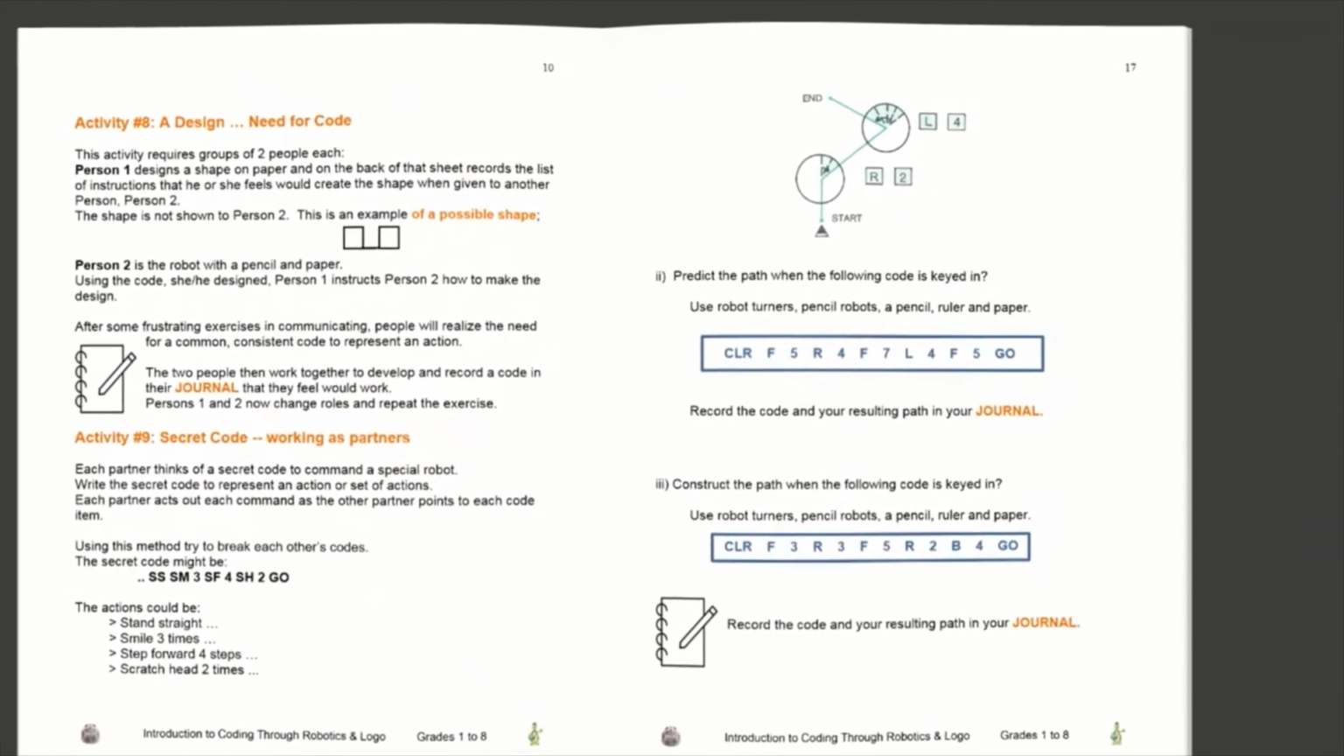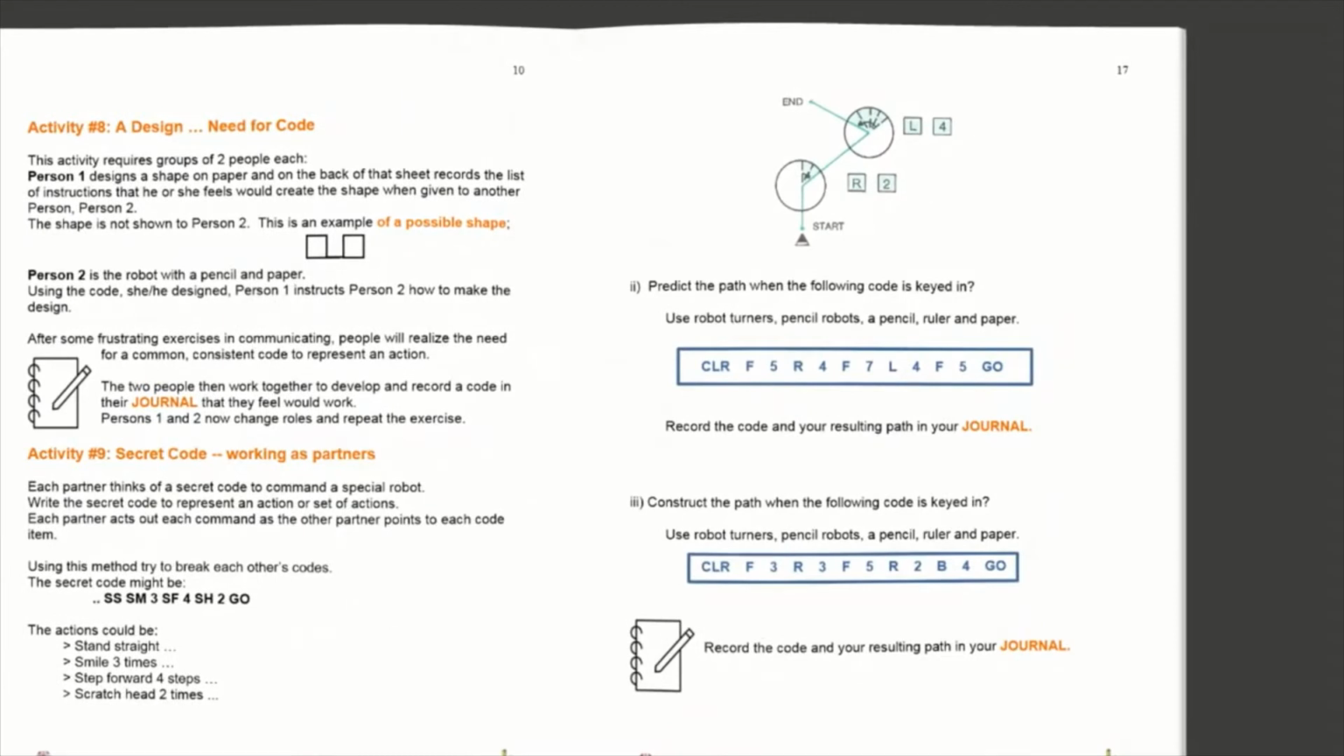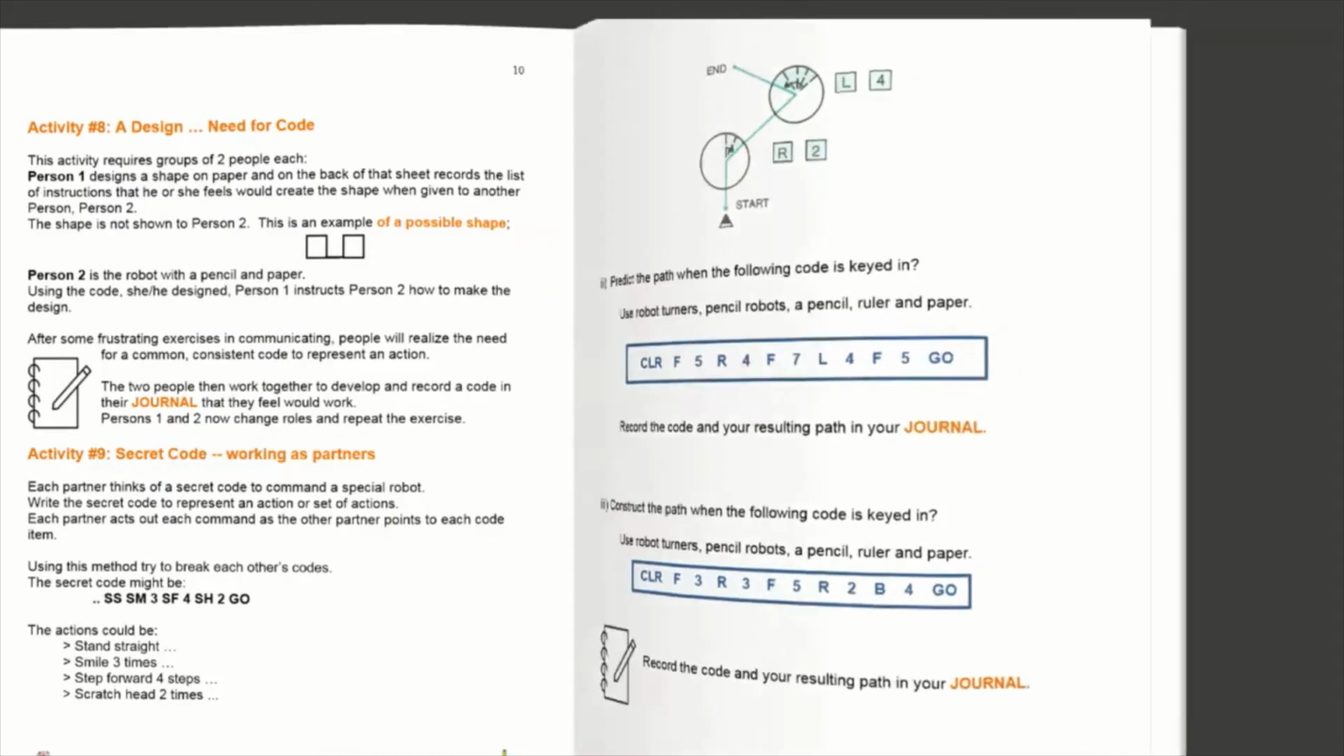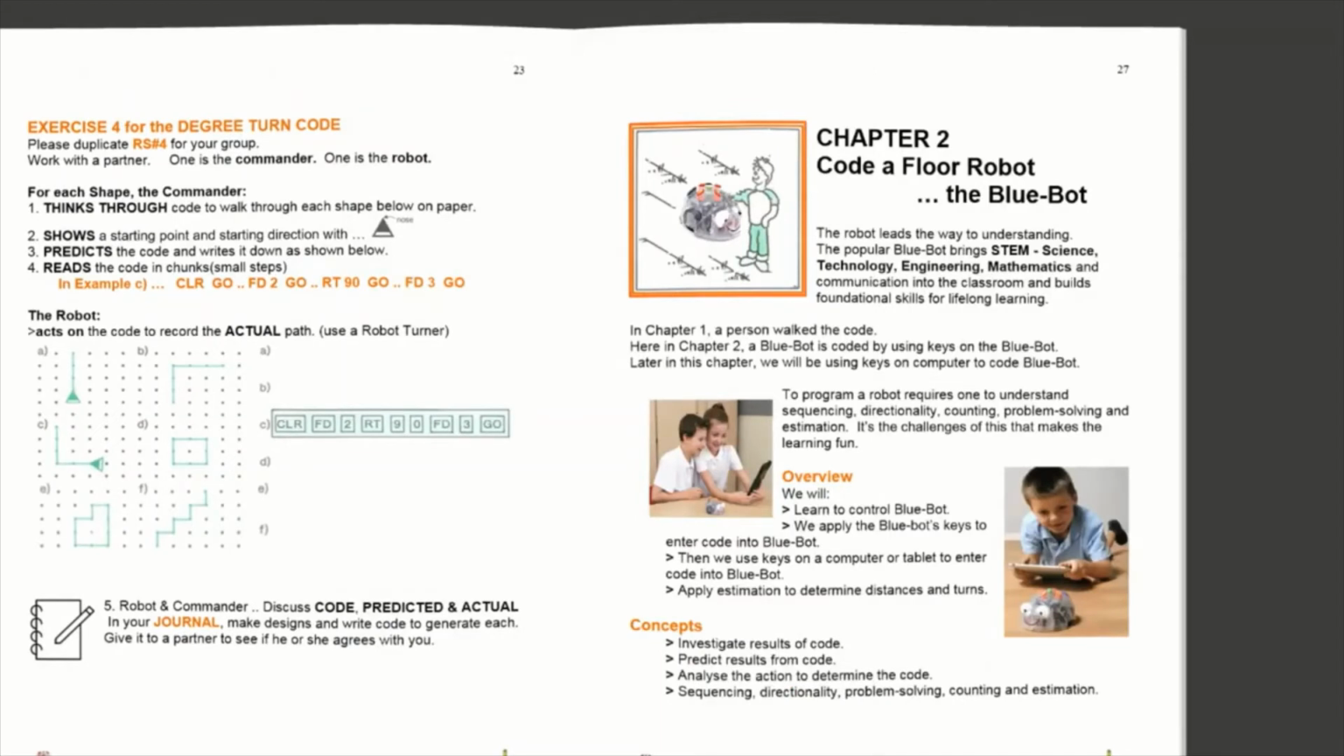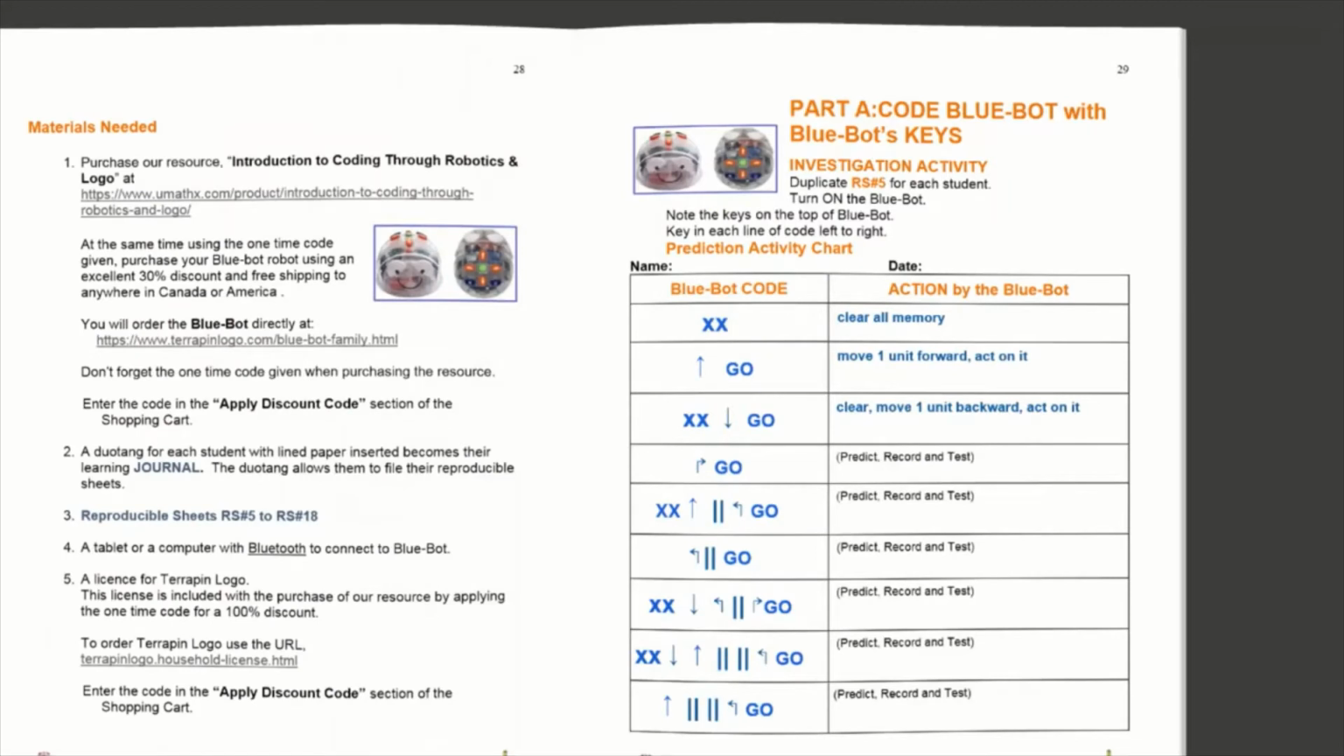Step 1. The first steps to coding. On top of page 17, a person walks the code. Then in step 2, we work with a robot, the Bluebot, on the floor. Code a floor robot, the Bluebot.